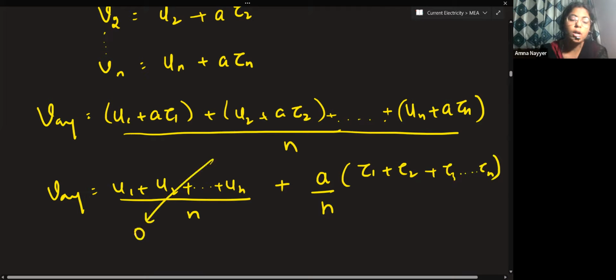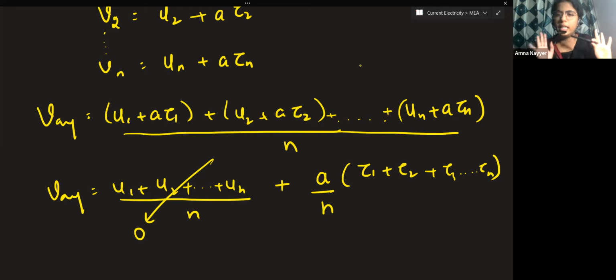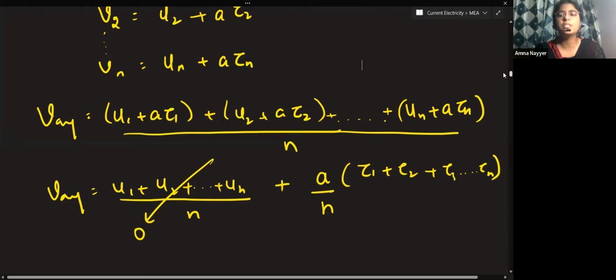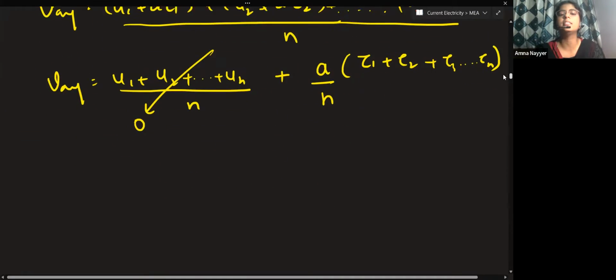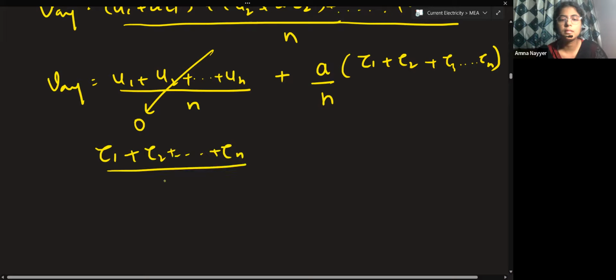Initial velocity is 0. Reason, electrons are initially at rest. Then we apply an electric field and allow the electrons to move. All the electrons were at rest before the application of current, so in this derivation we take initial velocity as 0. This becomes 0. And now tau 1 plus tau 2 and all the times, this is the average relaxation time. Tau specifically for a single electron is what?